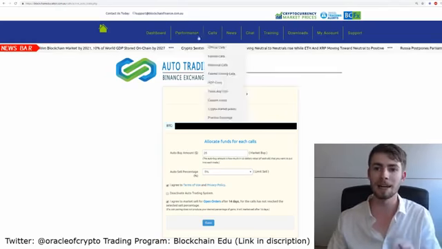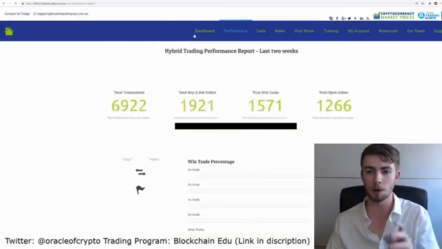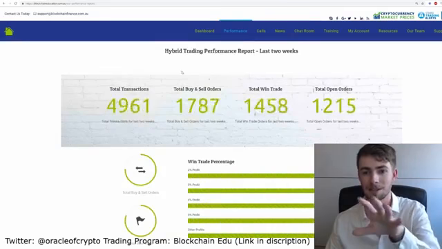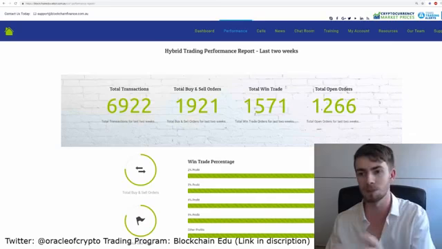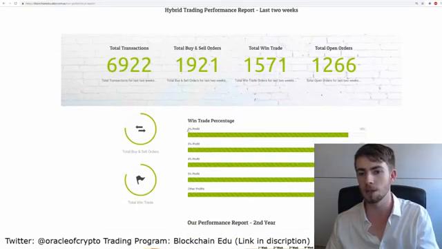So finally, I'm going to go ahead and check out the performance. So our performance page normally talks about our calls, but since we just launched our hybrid trading system, you can see that it actually shows our win trade percentages, the total transactions, buy and sell orders, win trade rate, and the total open orders. So you can see that our win trade percentage of 2%.